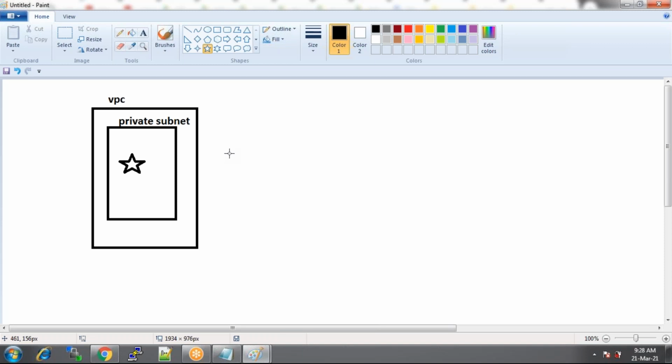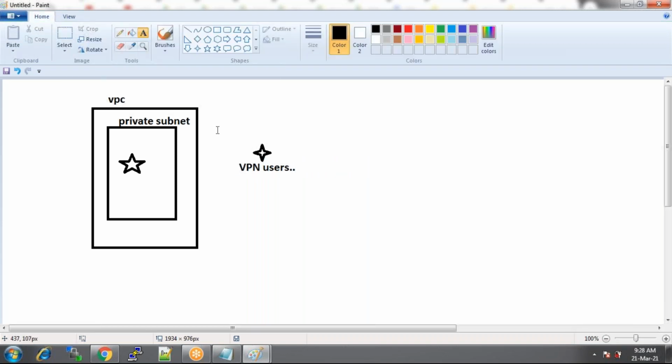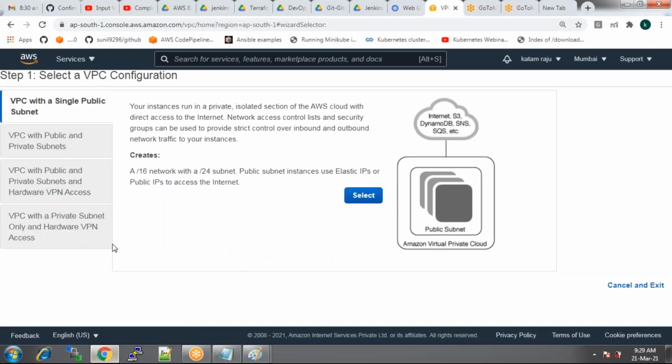VPN users are created by a particular set of hardware devices. We call them VPN hardware devices. So the users of the application are created by the VPN. We call them VPN users. These VPN users are created by the VPN hardware devices. So in this kind of example, we have VPC with private subnet only. But what kind of users? VPN users. So that's the example.